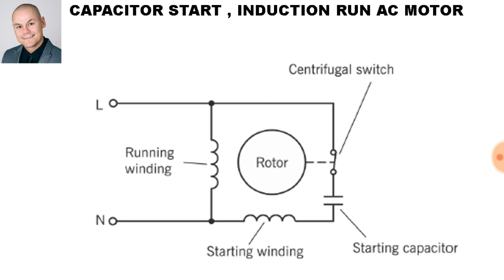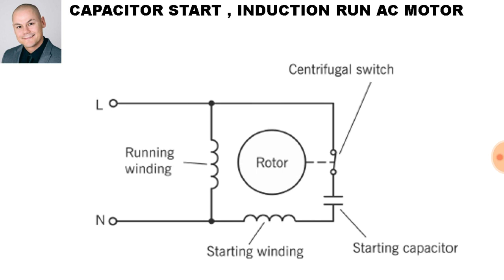So in order to start this AC induction motor, we take a starting capacitor and connect it in series with a start winding. At the moment of start, the centrifugal switch will allow current to flow through the series start capacitor and start winding. The run winding and start winding are out of phase with each other by 90 degrees to try and create some sort of phase shift.